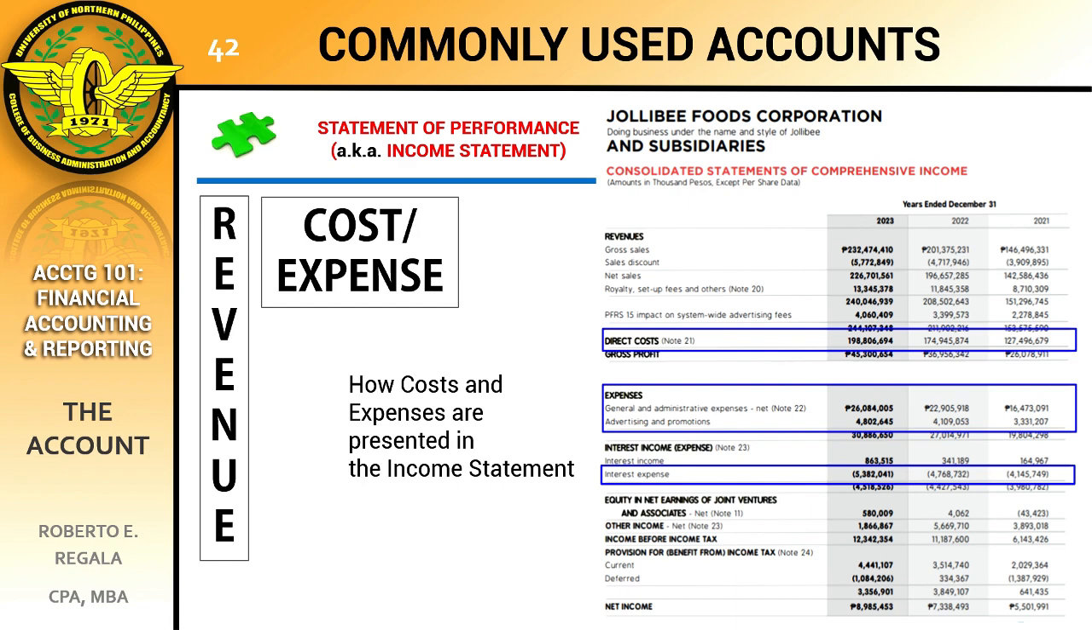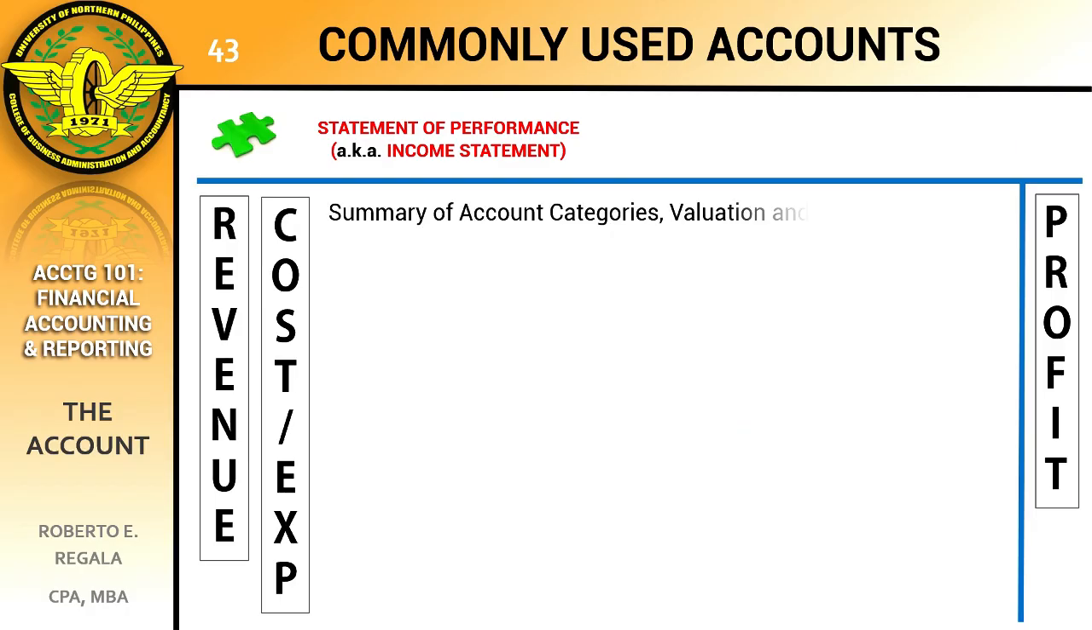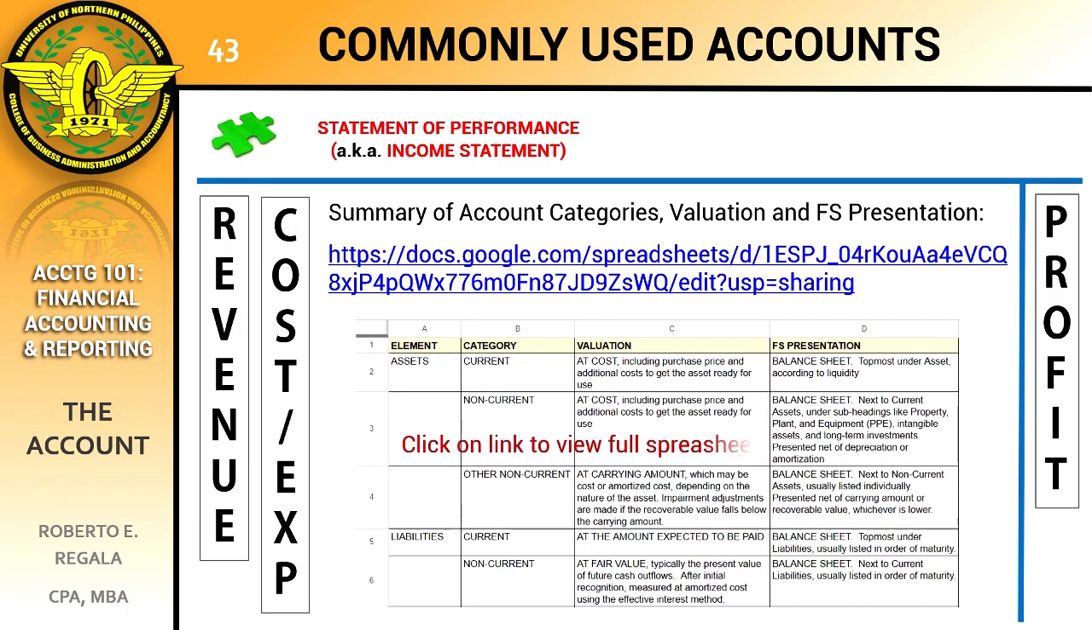Shown here is Jollibee Food Corporation's income statement, showing costs and expenses. There you go with the commonly used accounts usually found in the income statement. A summary of the account categories, their accounting treatment, and financial statement presentation is also provided in the Google Sheet provided earlier in the presentation by accessing the link in your module.